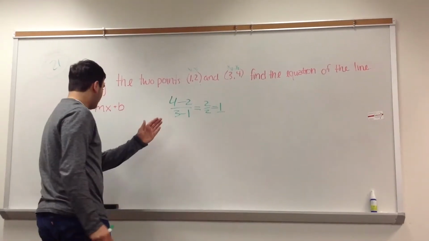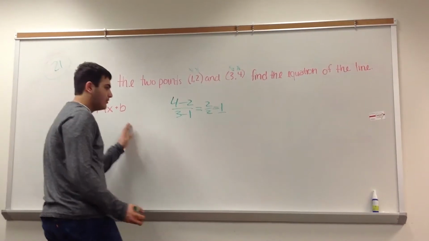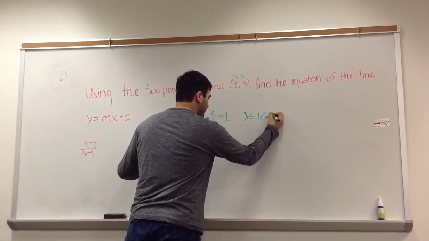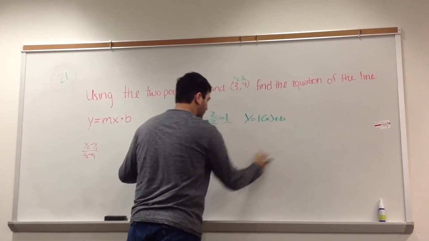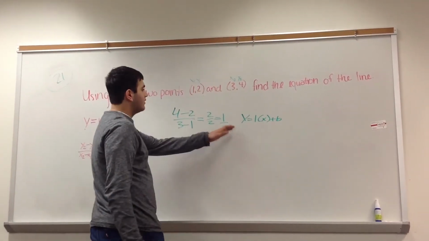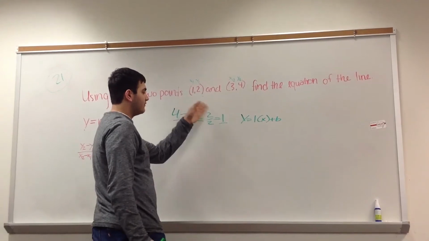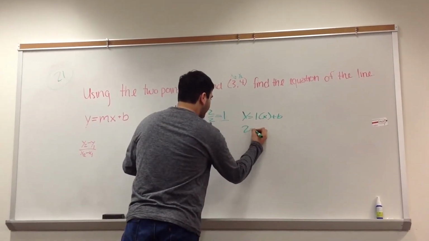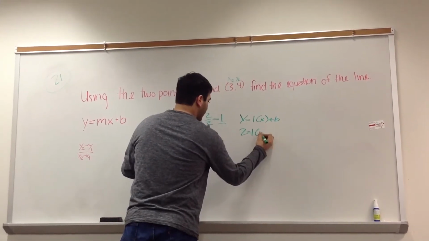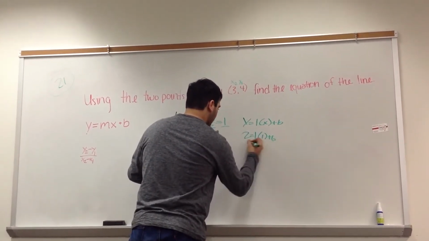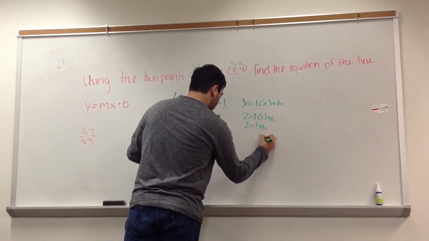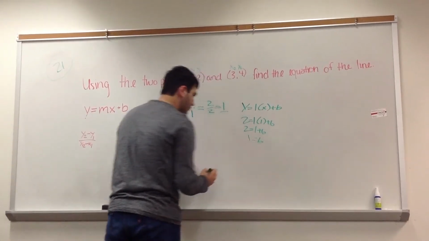Now we take m and plug it back into y = mx + b. So we have y = 1 times x + b. Now we just plug in a y and an x from one of these 2 points. We'll use (1, 2). So 2 is your y, and x is your 1, plus b. 1 times 1 is 1, plus b. Subtract 1 on both sides, and you get b = 1.